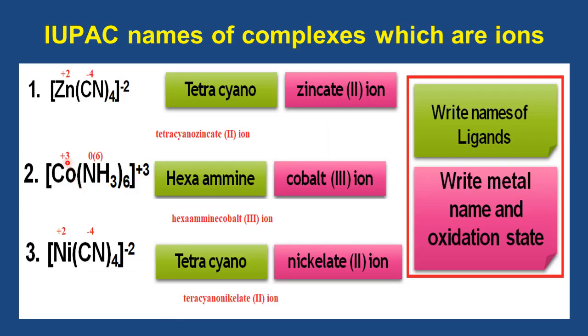Next example, it is tetracyanonickelate 2-ion. Again, we are going to write nickelate because the overall charge on the coordination sphere is -2. So it is an anion. We are having 4 cyanide ions, 4 into -1, -4. In order to obtain -2, the oxidation state of nickel should be +2. So it is tetracyanonickelate 2-ion.